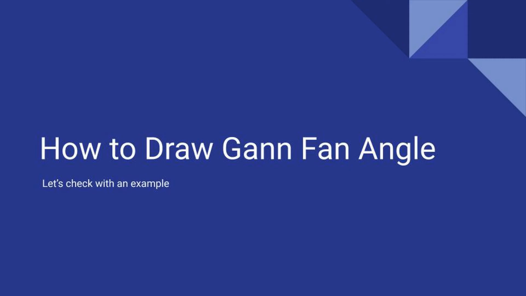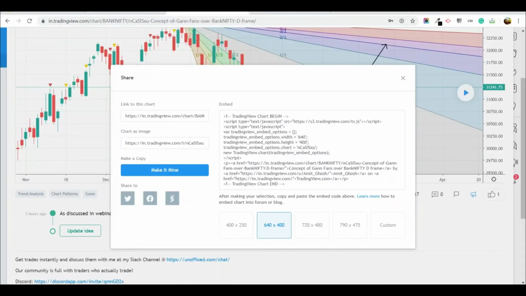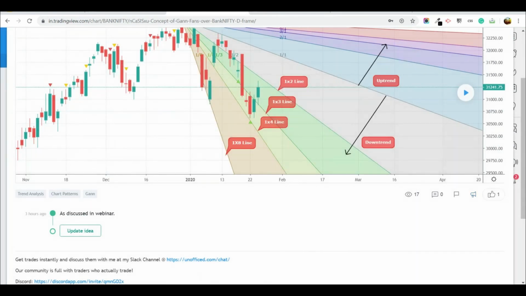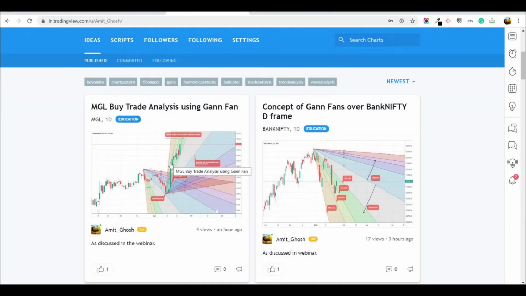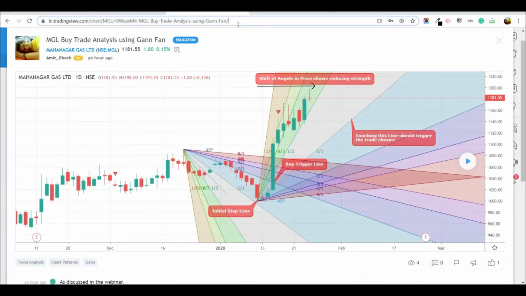Now I will show you how to draw a Gann Fan angle properly, because whatever I have drawn so far, everything is totally wrong. Many people don't know how to draw and use this indicator, and they also draw the things totally wrong. So I have already done this MGL thing. I'll be sharing the link here in the chat. Just go here, click make my mind, it will come.